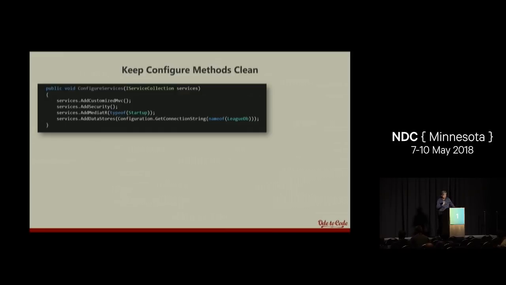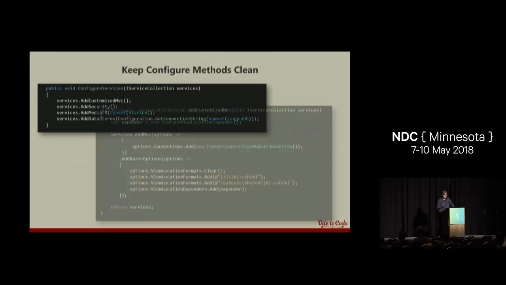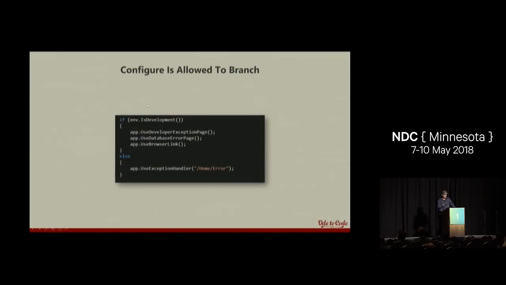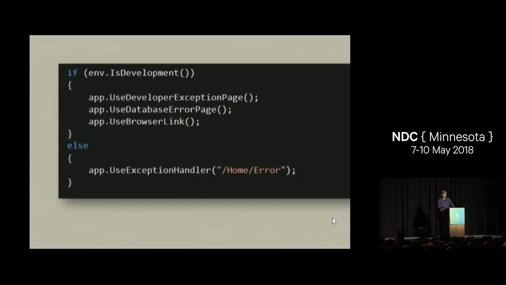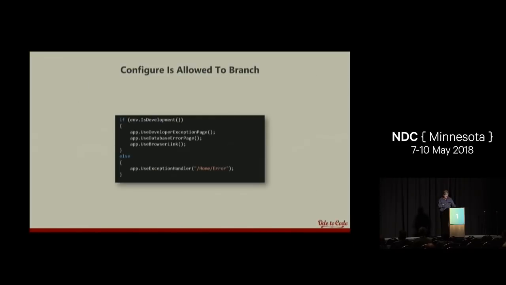I don't actually want to see all the little configuration details. Same thing for configure, which is setting up middleware, although I do believe it's okay to have an if-else statement inside of there. So I just want to be able to see, oh, you're in development, so we'll use the developer exception page and database error page and browser link, which no one uses anymore, I don't think, but it's on the slide. Otherwise, we use this exception handler, and then there'll probably be a string of middleware beneath that.